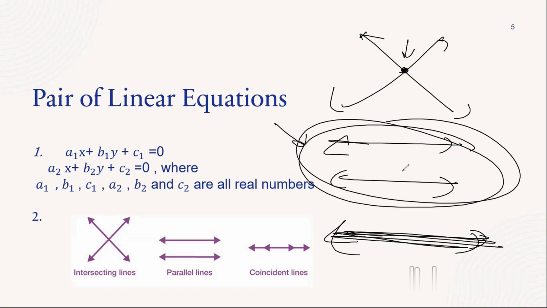So three things: intersecting lines, parallel lines, and coincident lines. Whenever they are meeting at a point, it means only one solution, because they are meeting at a point. When you have two parallel lines, it means no solution because they are not meeting at any point. And when they are meeting at every point, it means they have many solutions, right? So moving towards the next part.